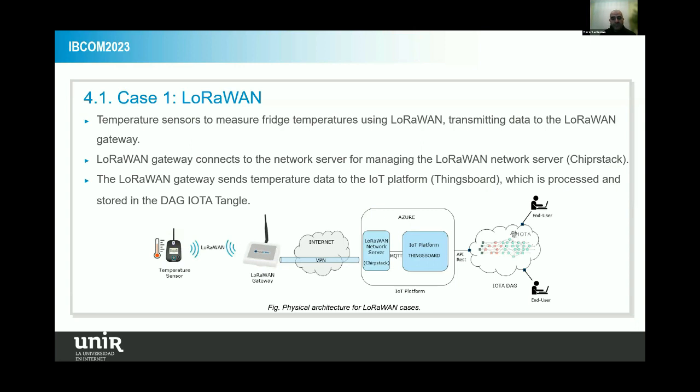Each sensor's temperature data is saved as a transaction in the DAG with a value of 0. And this transaction includes a message field that is used to store the value of the temperature measured by the sensors. Once the information is stored in the DAG, it becomes immediately accessible to hospitals, vaccination centers, pharmaceutical companies, or patients.